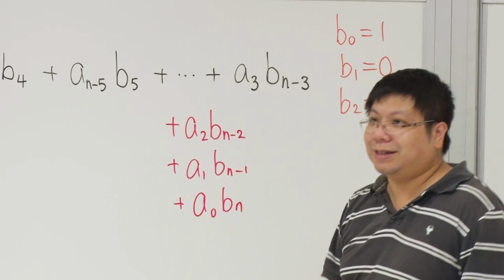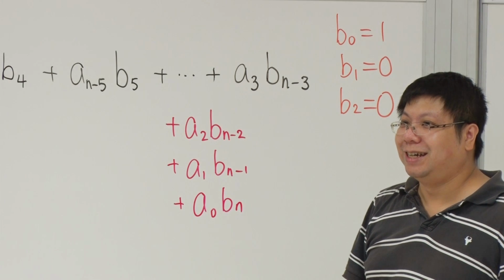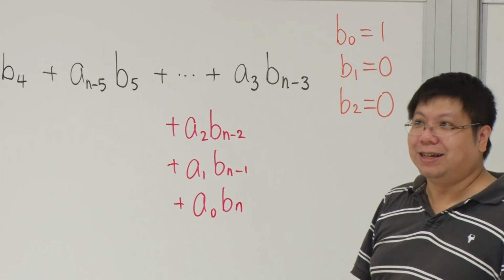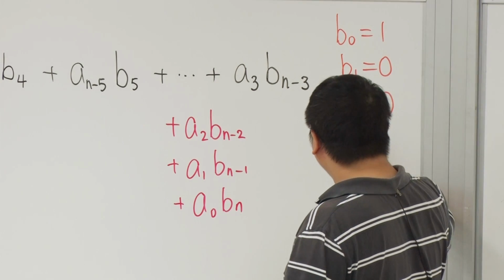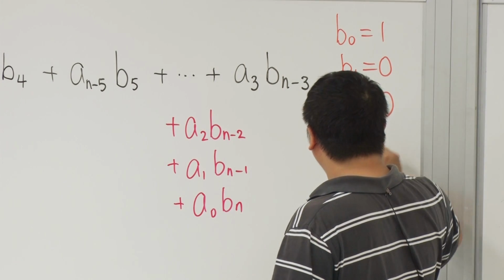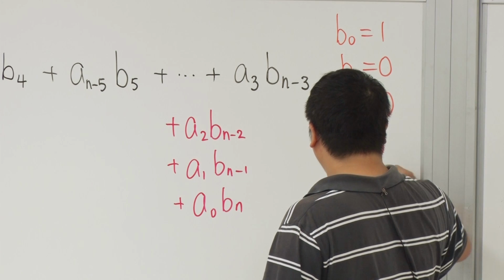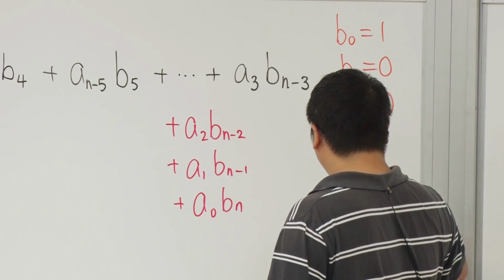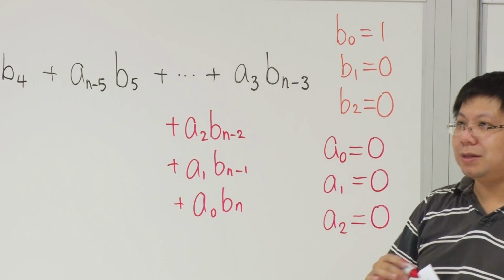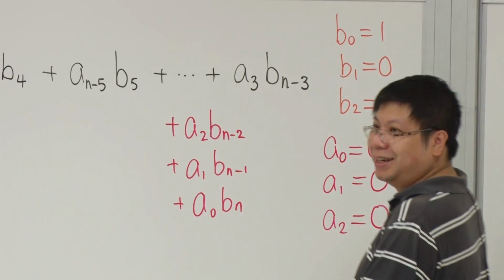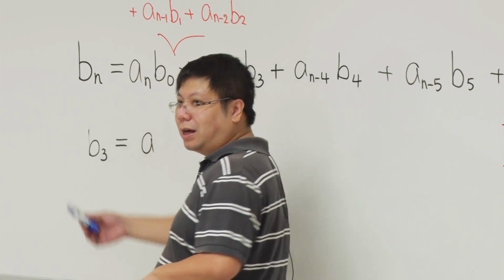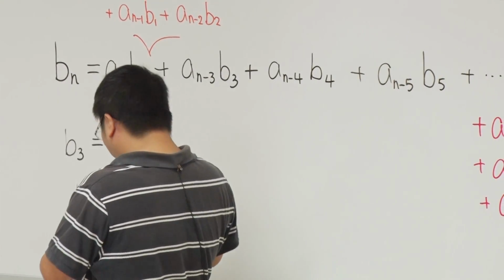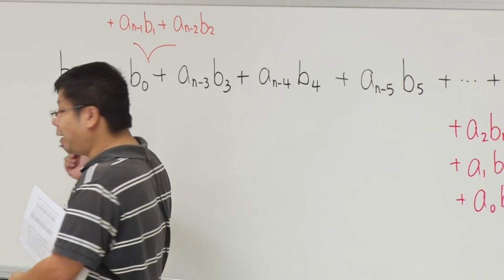To make it complete, then what should we do? Well, yes, very good. So this time, for this a, for our convenience, we set a0 to be 0, a1 to be 0, and then a2 to be 0. And then this becomes a convolution. Very good, right? So the first thing that we can write down is actually b3. Let's see if we can write more.